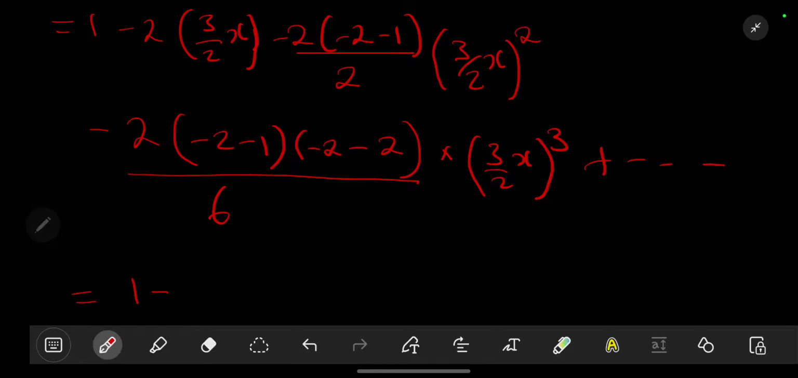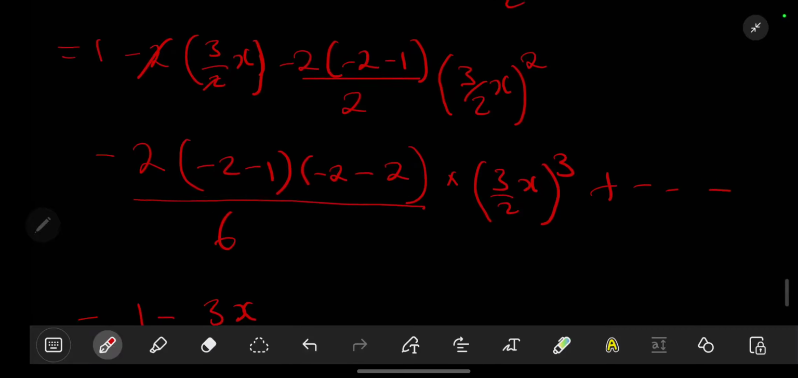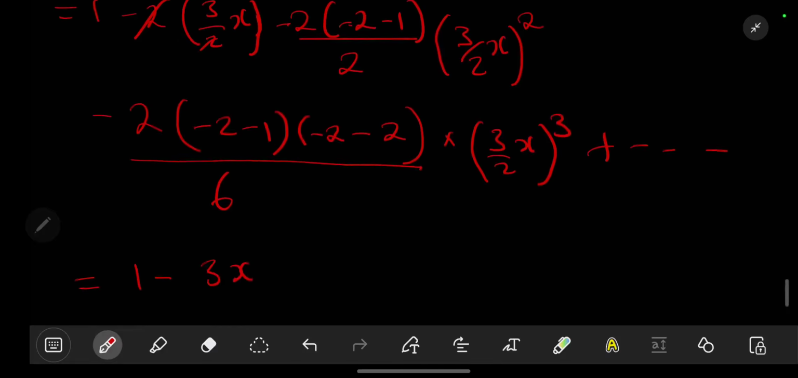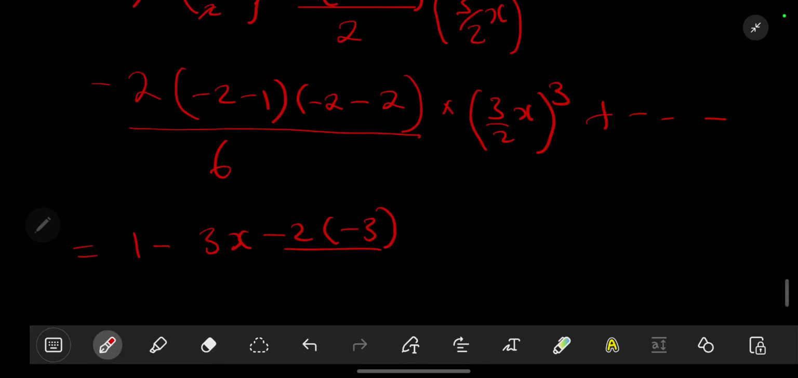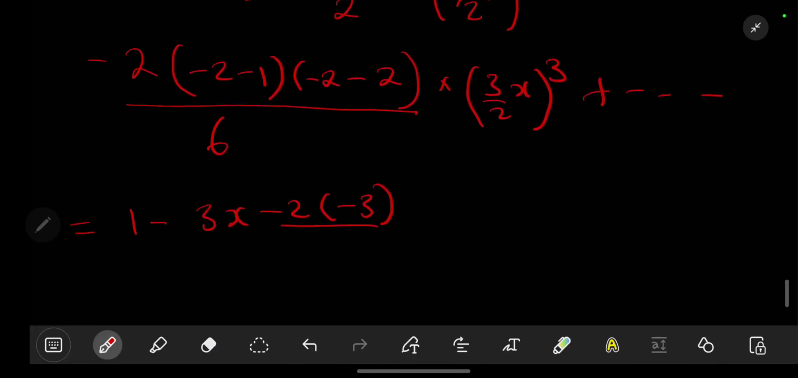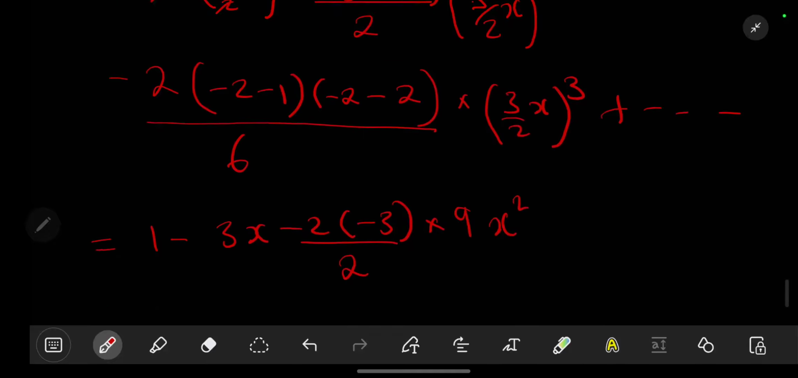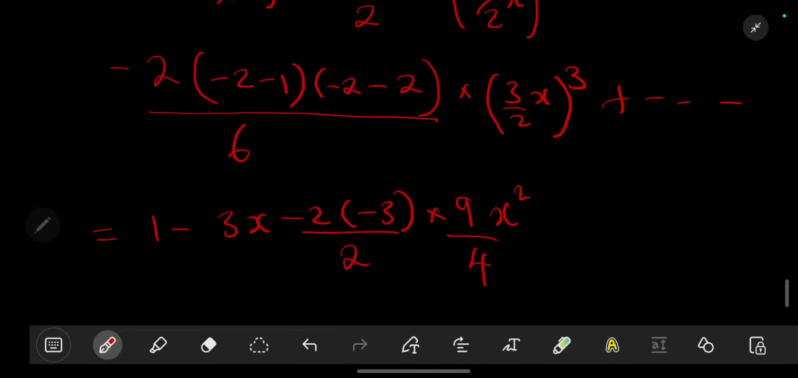We are going to get this one cancels, which we are going to get our 3x like that. Then we have the next value, -2 times, so we have -2, -2 minus 1, it will be -3 like that. Then we have over our 2 factorial, which is our 2 there. Then we have 3 squared, that will be times our 9, x to the power 2, over 2 squared, that will be our 4 like that.